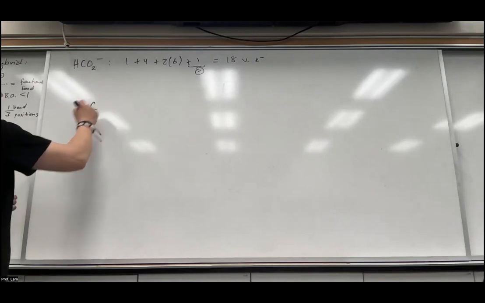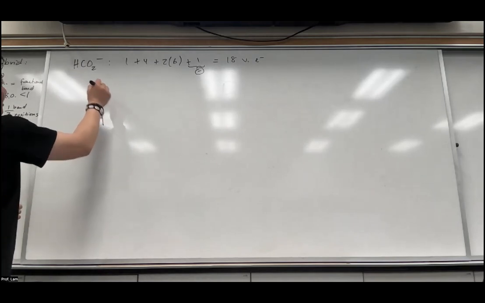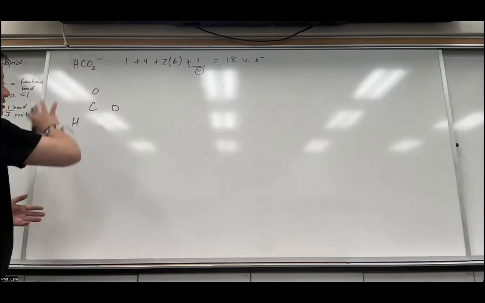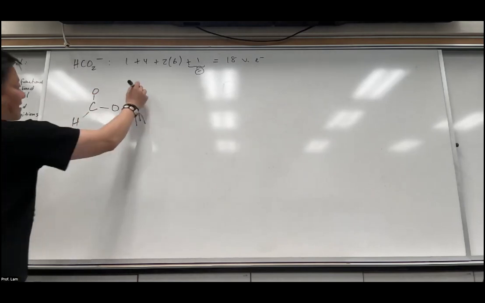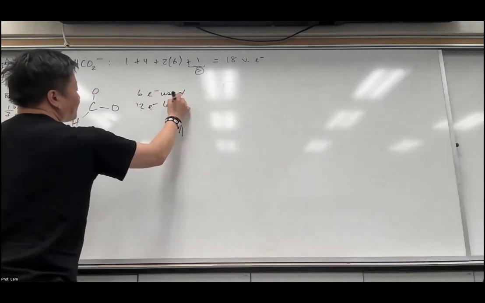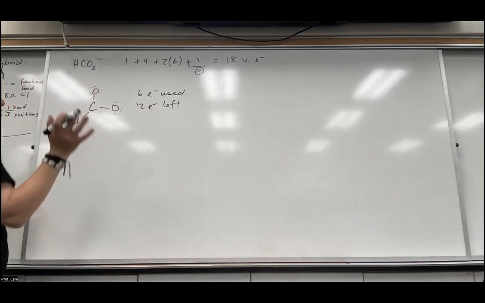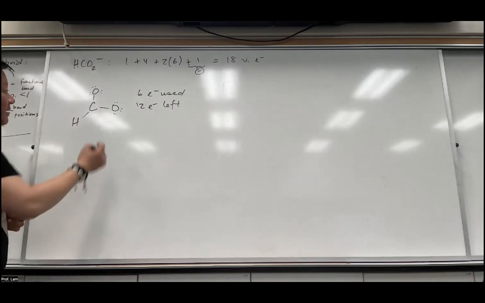Carbon is going to be in the middle. We're going to have oxygen here, hydrogen here. Doesn't matter how you do it, right? Just spread it out. Single bonds. That's 6 electrons used. Now we've got 12 electrons left. We're going to put 3 pairs on oxygen, 3 pairs on oxygen. Remember, hydrogen doesn't need it. It's already happy. I've used up my 12, right?